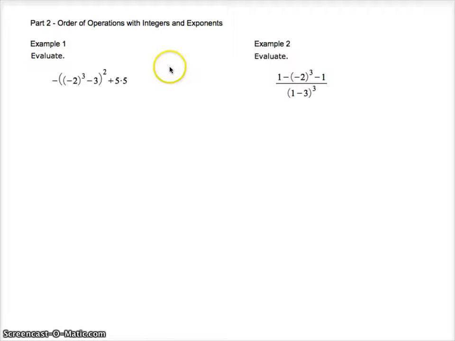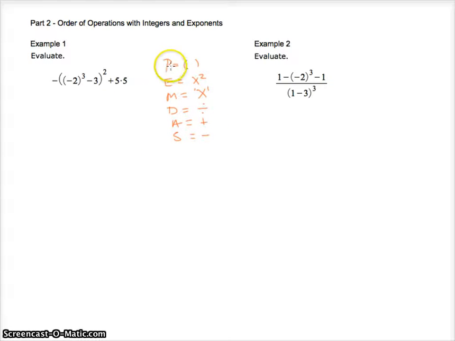Our order of operations is, as we know and we've talked about, parentheses, exponents, multiplication, division, add, and subtract. So if we follow these rules and just work from inside out, we'll be great.